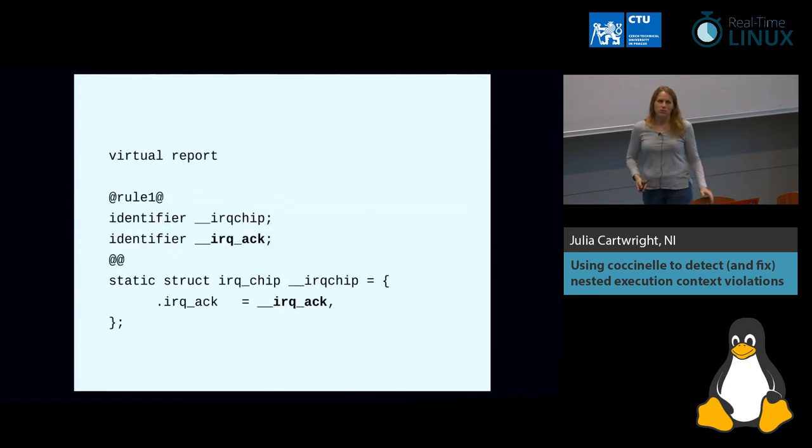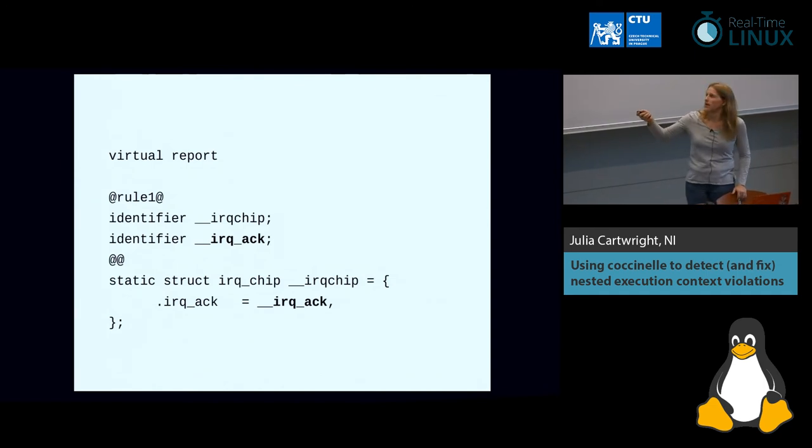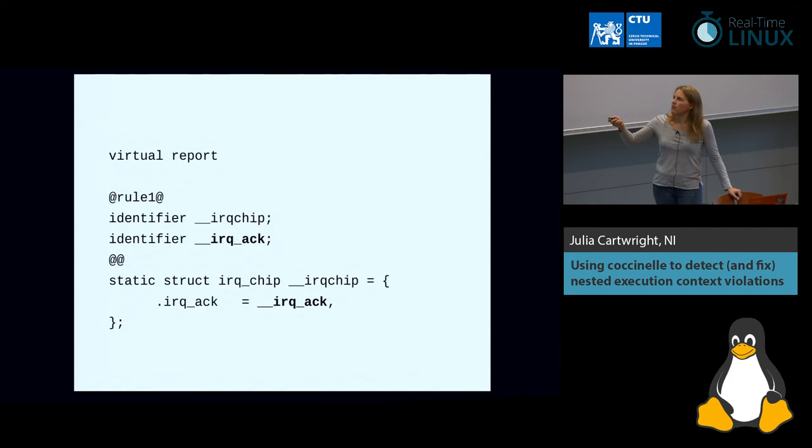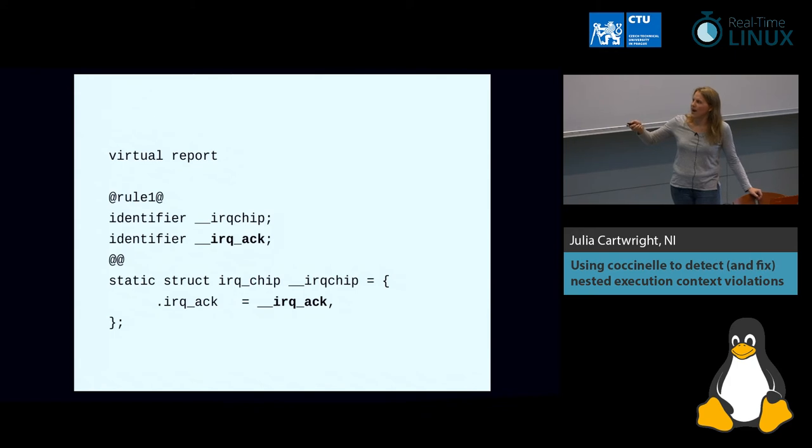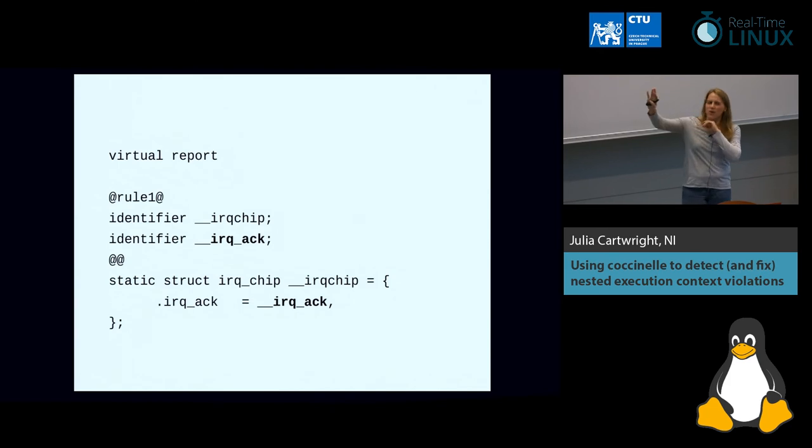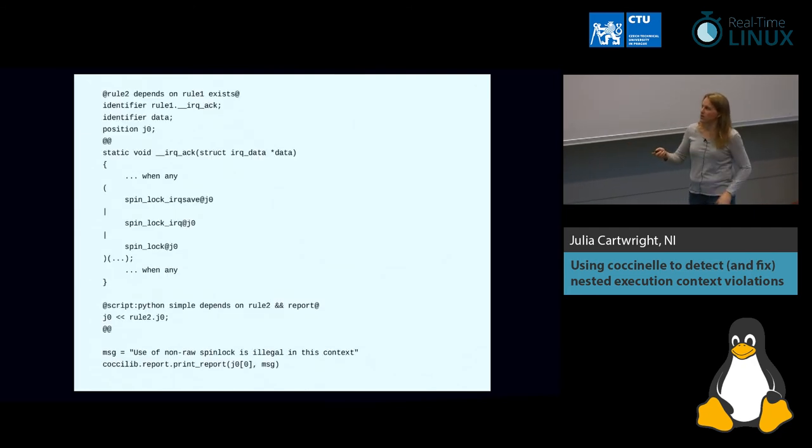That rule one is actually fairly easy to define in the Coccinelle language. I'm generalizing over these identifiers, where one is the name of the IRQ chip and the other is the name of the function being pointed to. If Coccinelle ever sees the situation where you have some static IRQ chip object whose IRQ ACK member points to this __irq_ack metavariable, then please bind the value of that function name to this irq_ack metavariable. My strategy is then to use that name of the function being pointed to in the second rule to implement my control flow analysis.